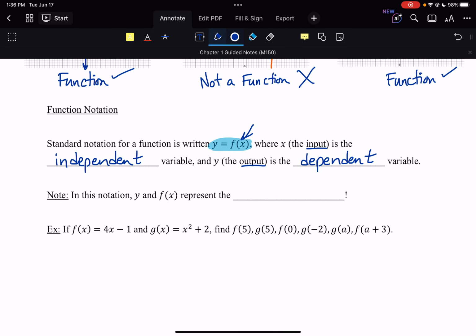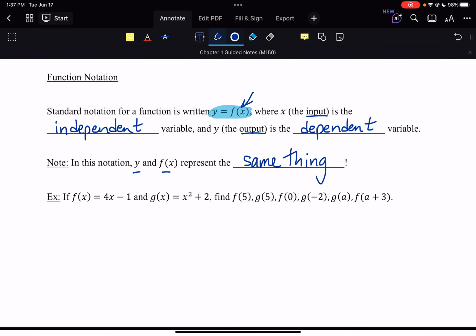So in this notation, when we say y equals f of x, that does mean that y and f of x represent the same thing. We can use those interchangeably. A lot of times we like to keep the function notation, the f of x, because it allows us to see more clearly what the input is that's going into the function. But these do both represent the same thing.